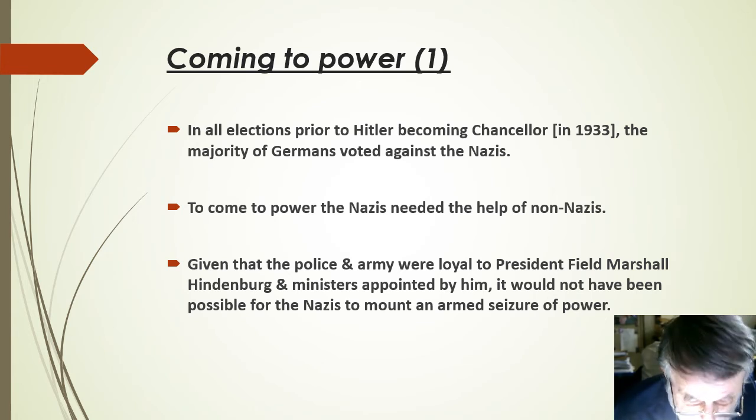In all elections prior to Hitler becoming Chancellor, the majority of Germans voted against the Nazis. That is roundabout 2/3 of the total. To come to power, the Nazis needed the help of non-Nazis. It would not have been possible for them to mount an armed seizure of power, given that the police and army would have been loyal to President Field Marshal Hindenburg and the ministers appointed by him.